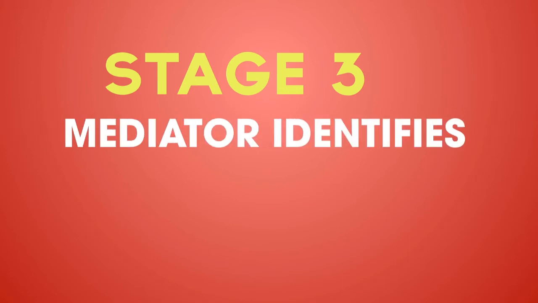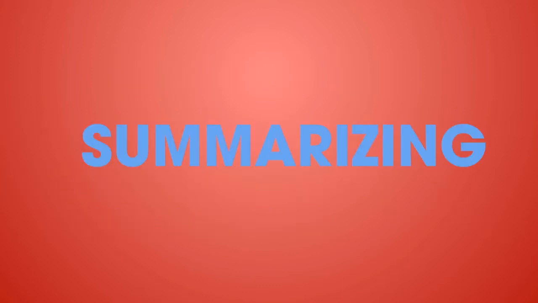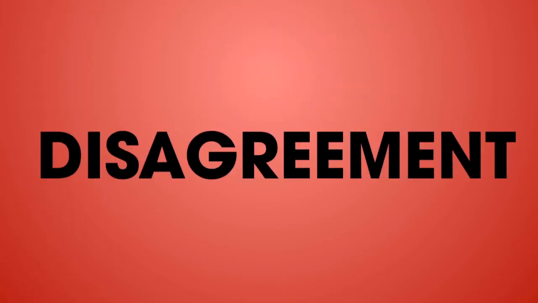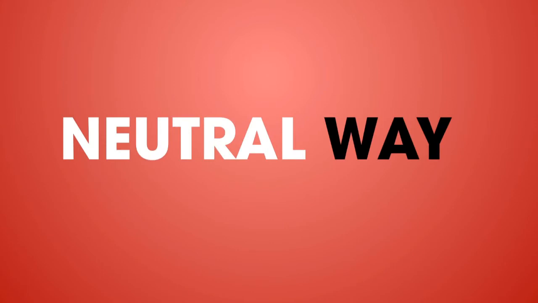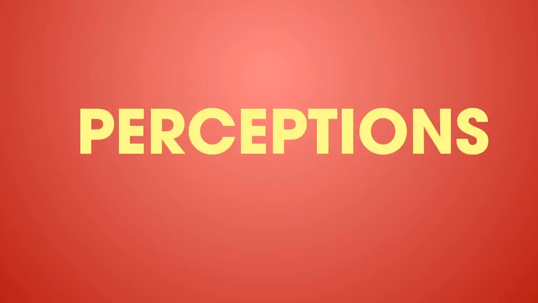Stage 3. The mediator identifies and frames issues, sets the agenda by summarizing areas of agreement and disagreement, and stating the issues to be resolved in a neutral way. He helps the disputants state what is important and hear each other's perceptions.